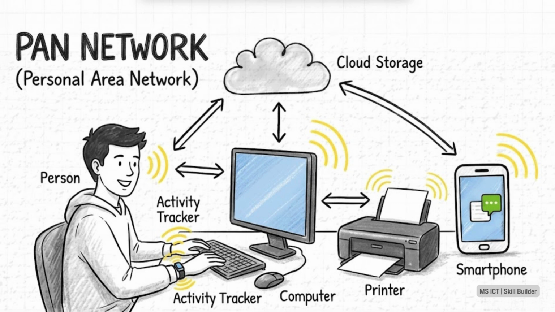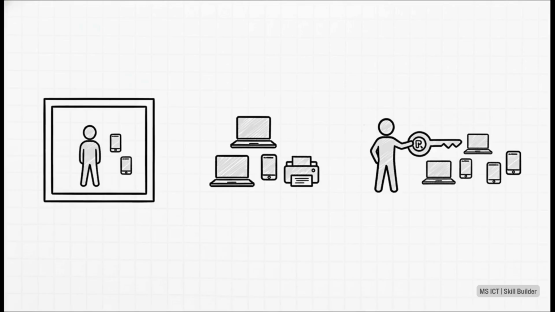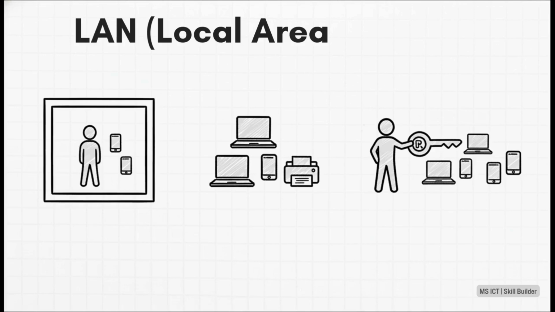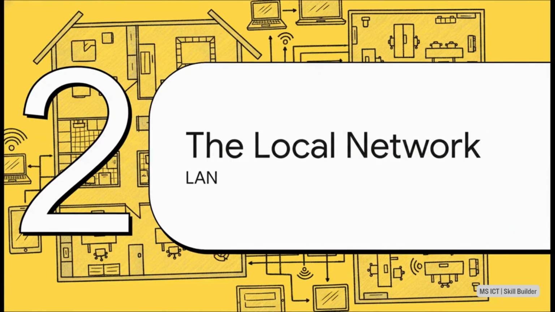Okay, so now let's zoom out a bit. We're moving from your personal bubble into a bigger, shared space, like an entire house or maybe an office floor. And this is what's called a local area network, or LAN. This is what happens when you connect devices for lots of different people, but all within a single building or a pretty contained area like an office or a school campus.